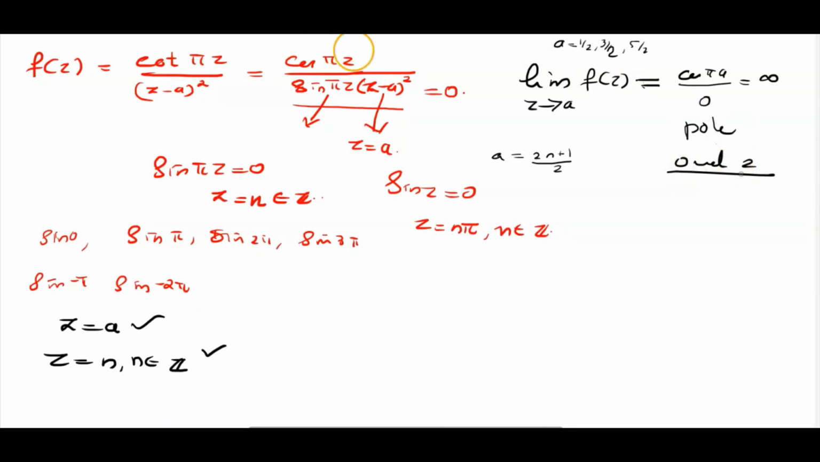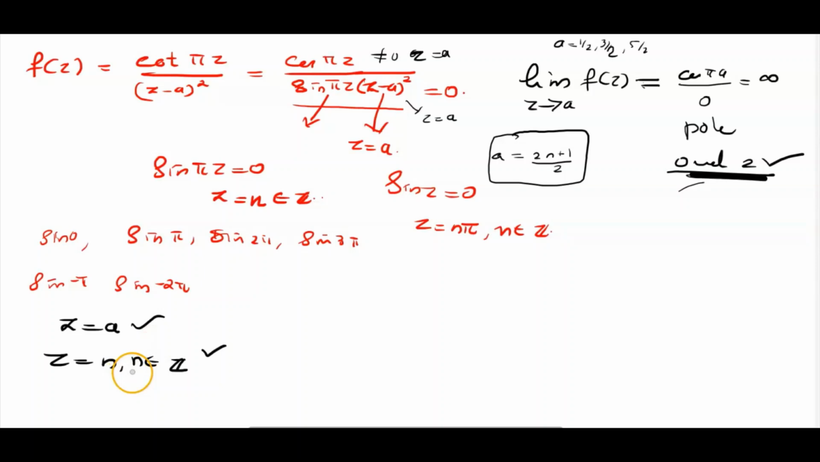Otherwise it is a pole of order 2. Since cos pi z is not equal to 0 for z equal to a, and the denominator has z equal to a as a 0 of 2 times. That means its derivative is also 0. So pole of order 2. If cos pi z is equal to 0 for z equal to a, then it will become a pole of order 1. So it is a simple pole if the numerator is equal to 0 when z equal to a. Otherwise it is a pole of order 2. That means if a is a rational number, 1 by 2, 3 by 2, 5 by 2, 7 by 2, 9 by 2, of this type 2n plus 1 by 2, then cos also becomes 0. Then it is a simple pole, otherwise it is a pole of order 2.